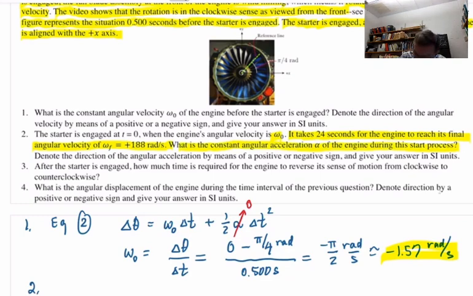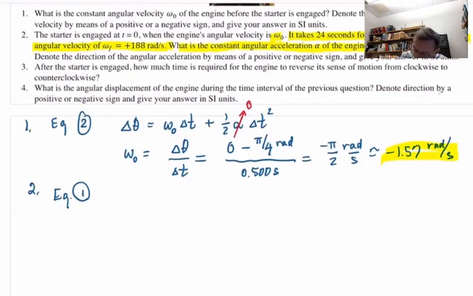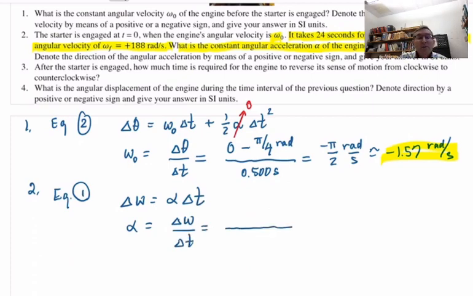I'm going to now use constant angular acceleration equation 1. Let me get this so that you can see it. Which says change in angular velocity equals angular acceleration times change in time. Let me solve for alpha, the angular acceleration. That's change in angular velocity over change in time. Again, be careful. That's omega final minus omega initial.